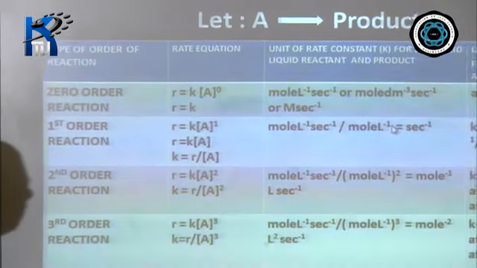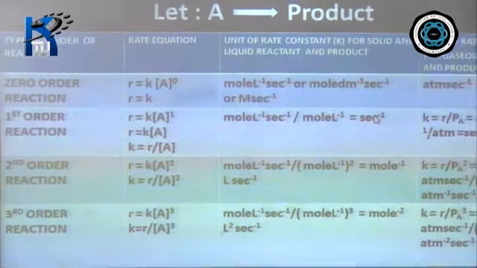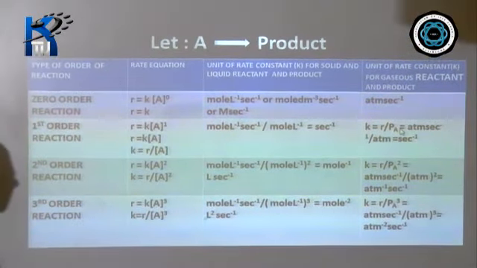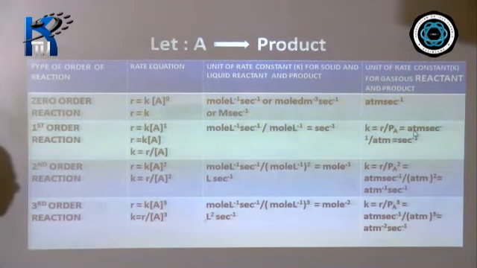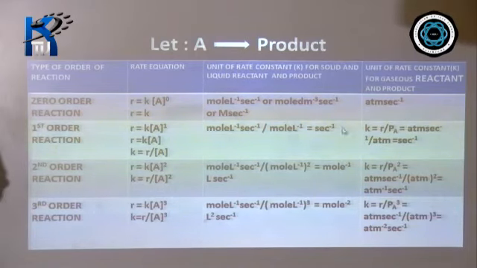You can see out here now, mole liter inverse will get cancelled, so second inverse remains, which is here. Similarly, for gas, instead of concentration, we write pressure, so atmosphere and atmosphere will get cancelled, and what remains is second inverse. So do remember, for a first order reaction, the unit of K is the same for solid, liquid and gas, and that is second inverse. And second inverse actually means time inverse. So the unit for a first order reaction can be second inverse, minute inverse, hour inverse, year inverse, means in general time inverse.